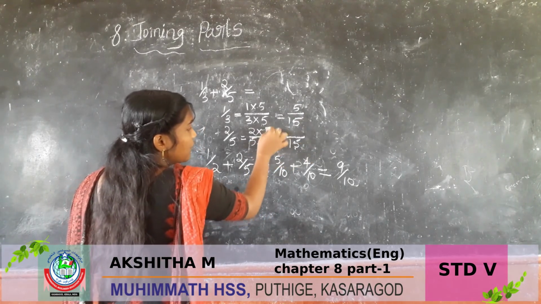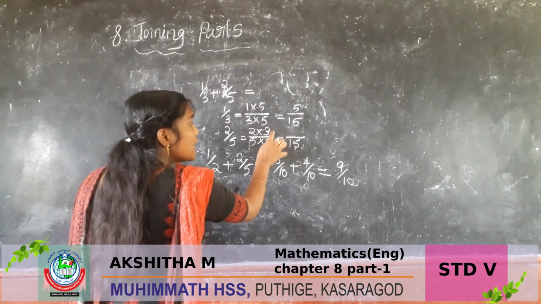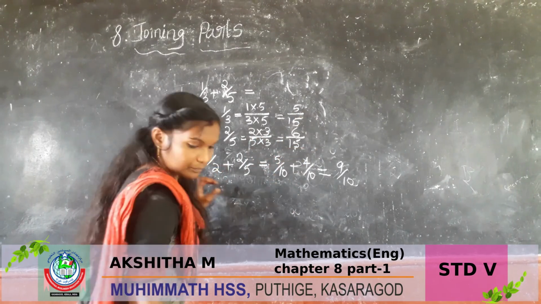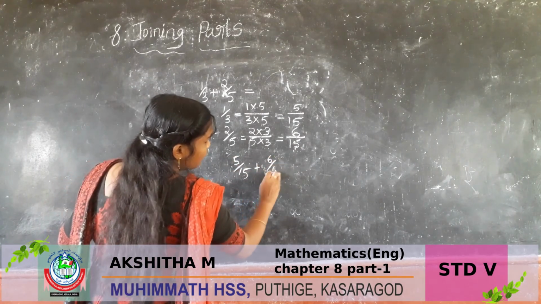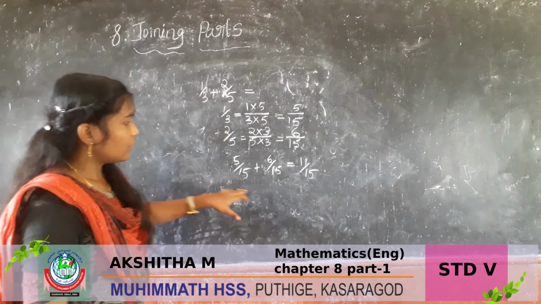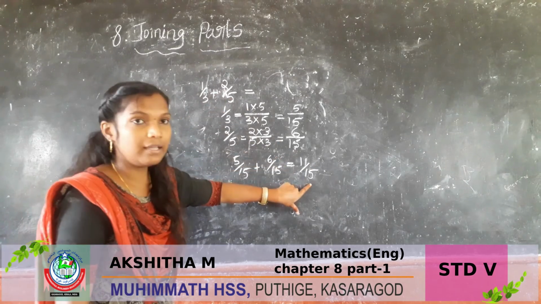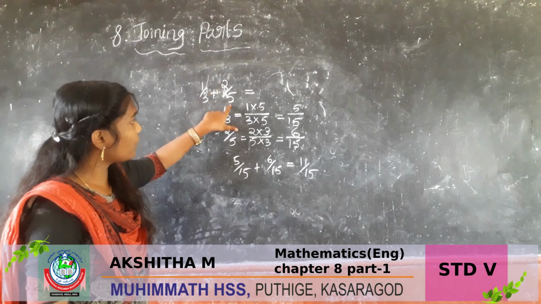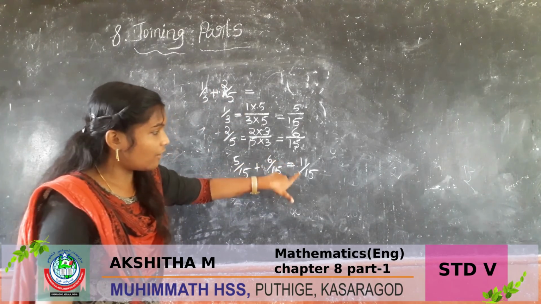Next step, we have to multiply by the same number. Here 5 into 3 is 15. Again we have to multiply by the same number. So 2 into 3 is 6. So we will get this fraction. Next step, 5 by 15 plus 6 by 15 is 11 by 15. So we will get the answer here. 1 by 3 plus 2 by 5 is 11 by 15. So the answer is 11 by 15.